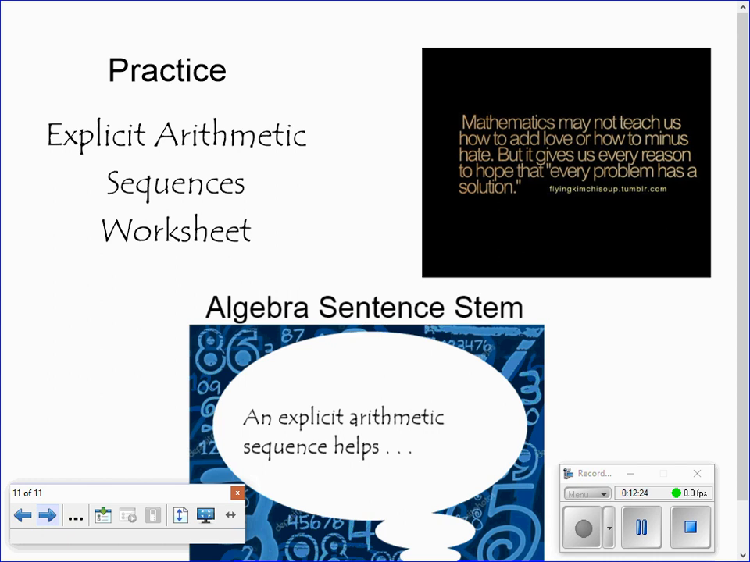Okay, before watching the next video, what I would like for you to consider is what an explicit arithmetic sequence helps you find.